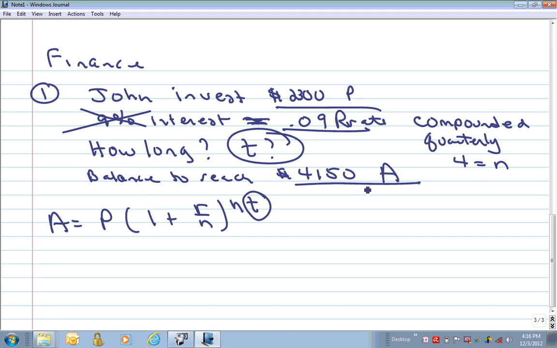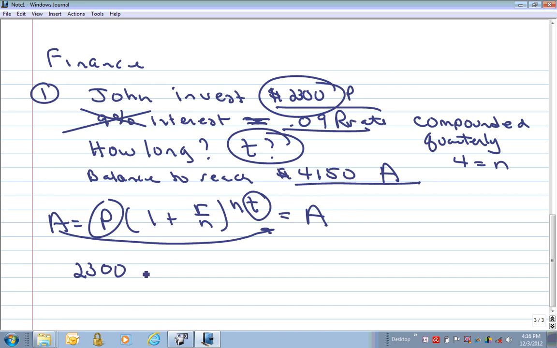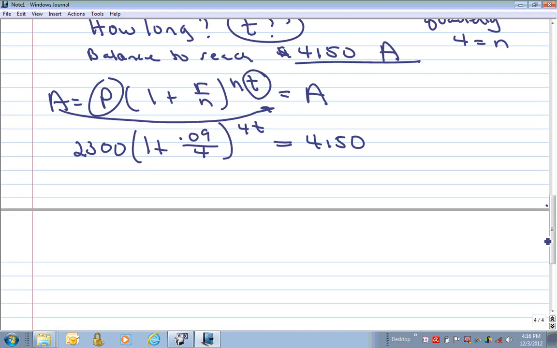We know the balance is going to reach $4,150. I like to move my A to the other side. I've always done that, and I'm going to continue to do that. So our principal investment was $2,300. So we have $2,300 times 1 plus the rate, which we know is 0.09, over the number of times compounded, quarterly, so that is 4, raised to the 4t, and we don't know the time. But we know all of this is going to equal $4,150. We just don't know how long it's going to take to do that. All right, that's really important that we understand that.